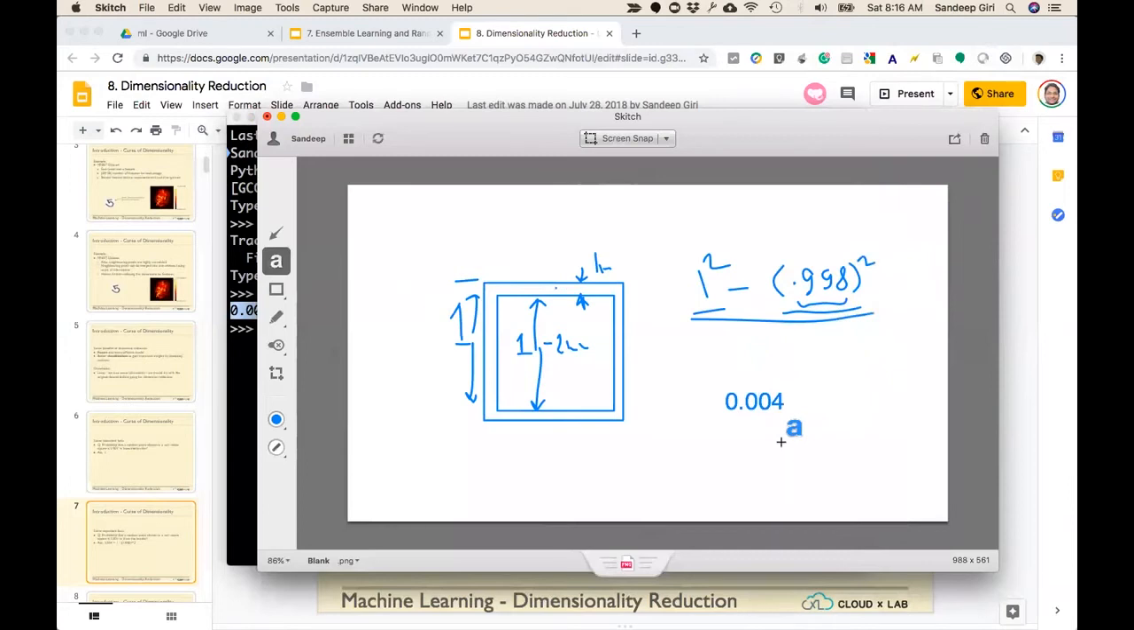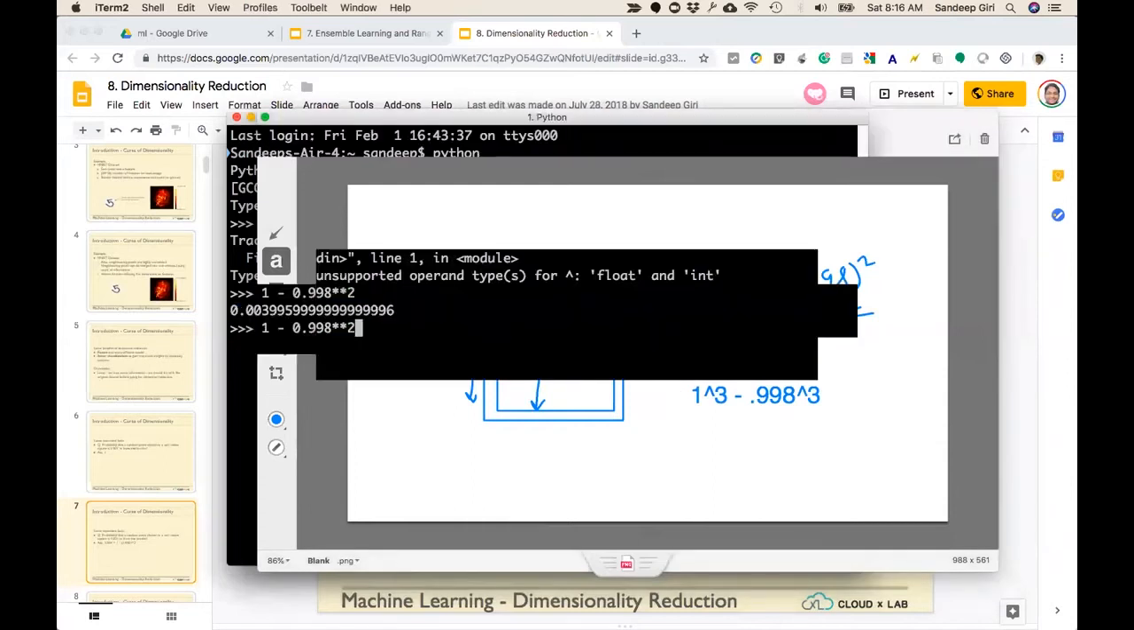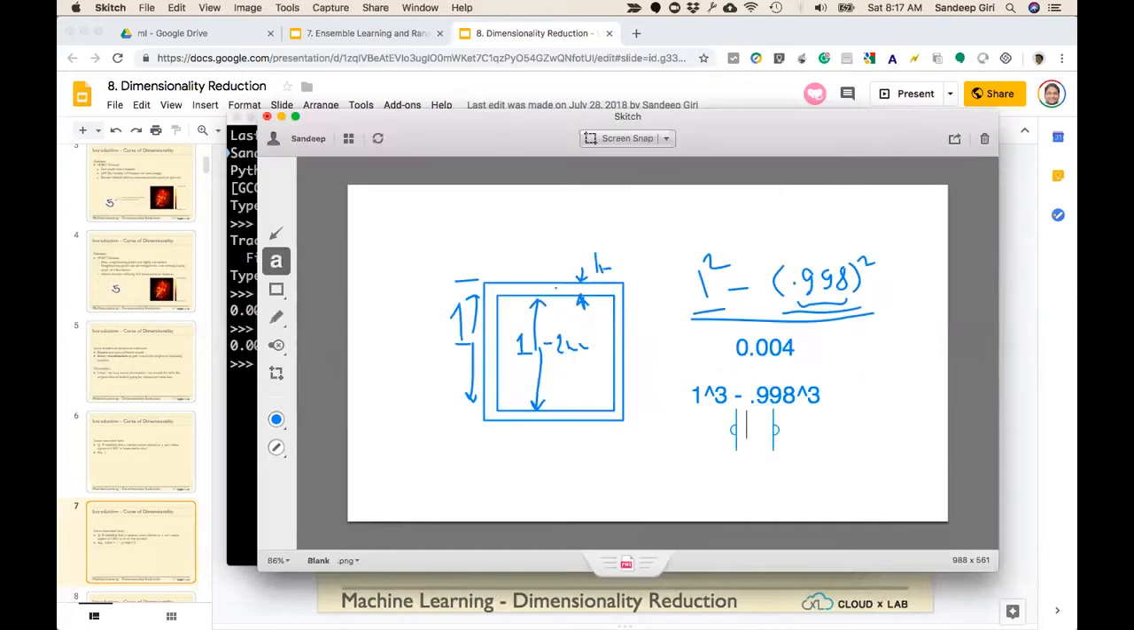Had this been a cube, the same thing would become 1 cube minus 0.998 cube, right? And you can quickly compute it. This comes out to be 0.006. Yes?